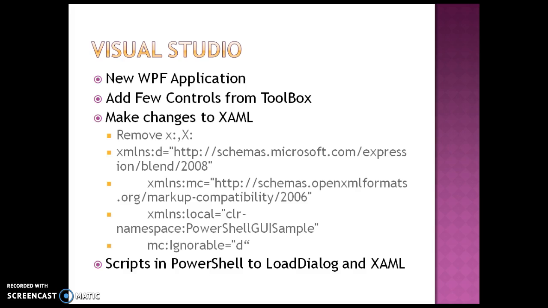Sometimes you would be developing the application in Visual Studio and you would want to convert that to a PowerShell script. Rather than writing huge code in PowerShell, this technique would help. Here are the few steps. You create a new WPF application. You add a few controls from the toolbox and you will have XAML code generated. All you have to do is open up the code, remove all the x: strings, and remove all the XML and other content shown here. Then you write two simple scripts in PowerShell and call the load dialog and XAML. Let's have a look at the demo to understand this.